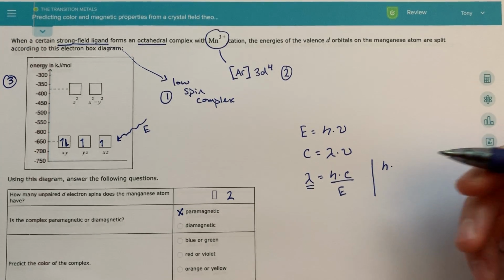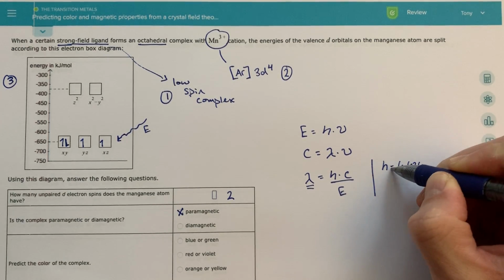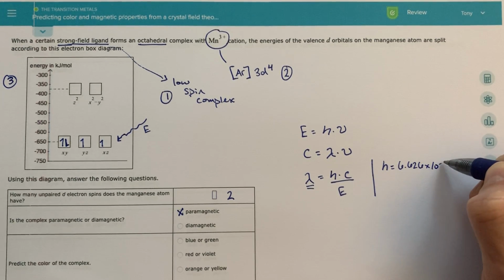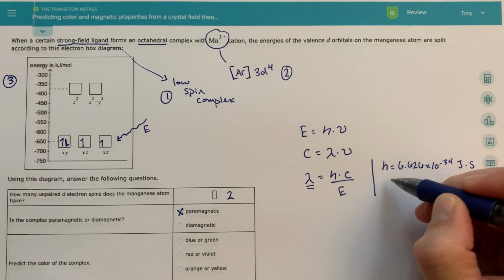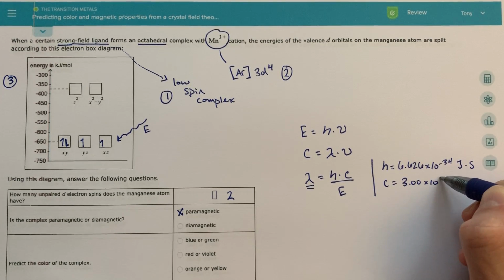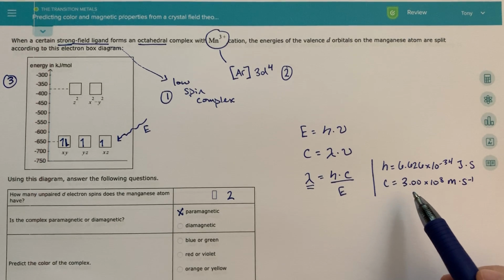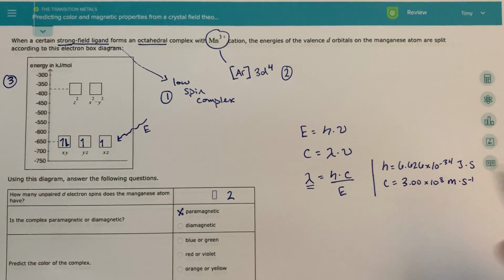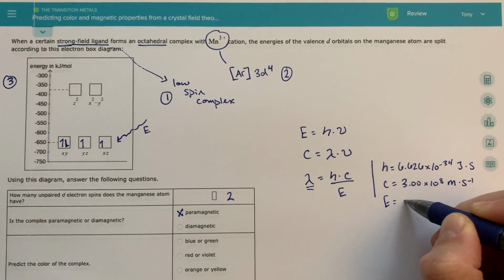Planck's constant is a constant, so we know its value. It's 6.626 times 10 to the minus 34th. I'm going to put in the units here: joules times seconds is the unit for Planck's constant. For the speed of light, I've always just used 3.00 times 10 to the 8th meters per second, or seconds to the minus 1. I think in ALEKS they use something like 2.9979. I've always just used 3. It works just fine.